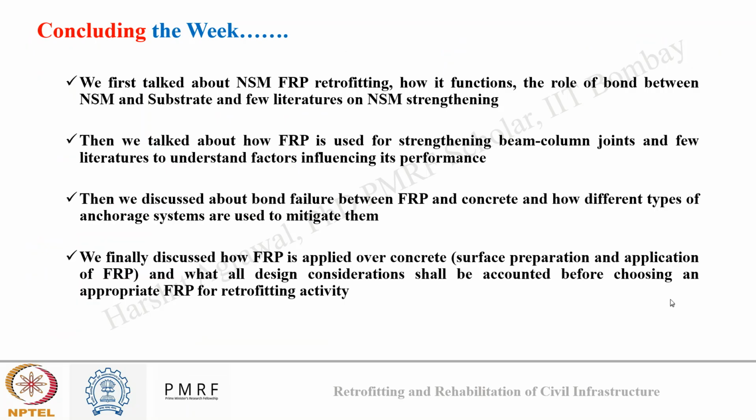This week we talked about NSM FRP retrofitting, how it functions, the role of bond between the NSM and the substrate, and a few literature studies on NSM strengthening. Then we talked about how FRP is used for strengthening of beam-column joints and a few literature studies to understand factors influencing its performance. Then we discussed bond failure between FRP and concrete and how different types of anchorage systems are used to mitigate it. And finally, we discussed how FRP is applied over concrete, surface preparation and application, and what design considerations shall be accounted for before choosing appropriate FRP for a retrofitting activity.